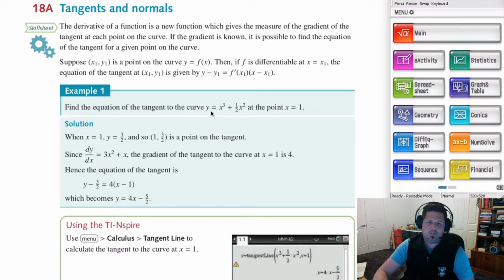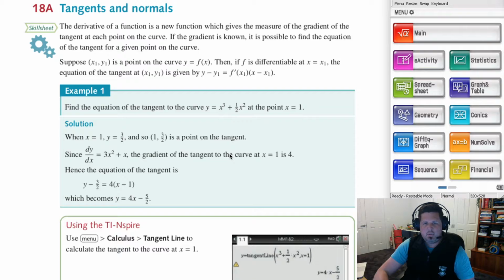Next thing we can do is work out the derivative of this particular function. So you've got x to the power of 3 plus a half x squared. Differentiating this, we end up with 3x squared plus x. And we can find out what is happening at x equals 1 by substituting that into the derivative. So 3 multiplied by 1 squared plus 1 comes out to being 4. So at this particular point, x equals 1, the gradient is 4.